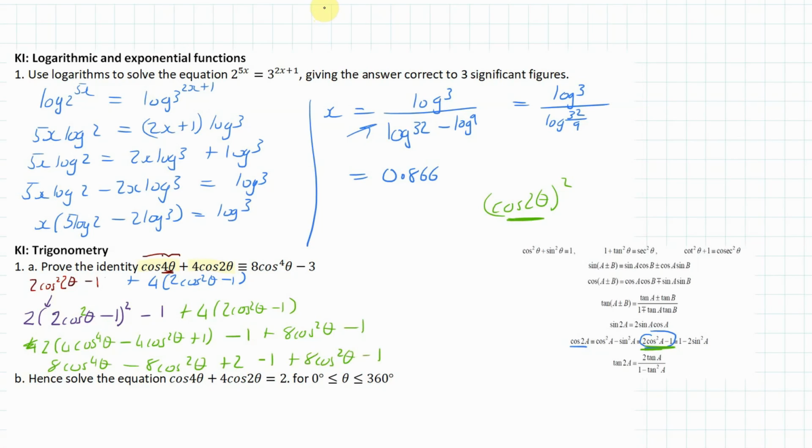Okay, at this point, we can gather our like terms. You can see that this one and this one are going to cancel each other out. And this and this and this are going to add to... what are they going to add to? Oh, I just made a mistake. That should be a 4. And that should be a 4. So all up, I'm going to now get 8 cosine to the power of 4 theta minus 3.